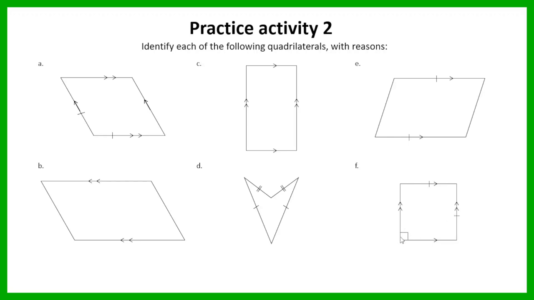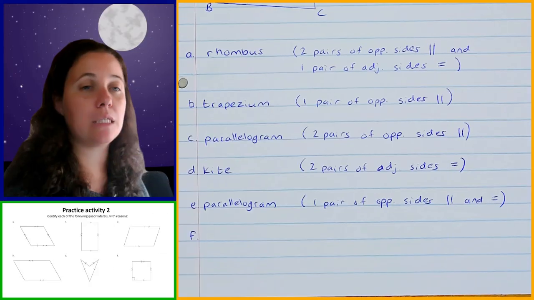And then I've also been told that this is 90 degrees. Okay, now if I hadn't been told that those were equal, then it could be a rectangle. But because I've got that these are equal and I've got a 90 degree angle over here, it means that this is a square. It's a parallelogram that has a 90 degree angle and adjacent sides that are equal in length. Okay, so this one is a square.